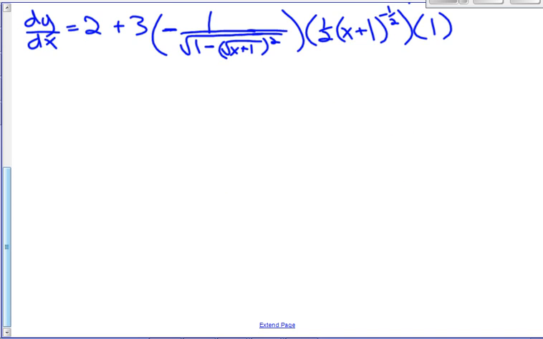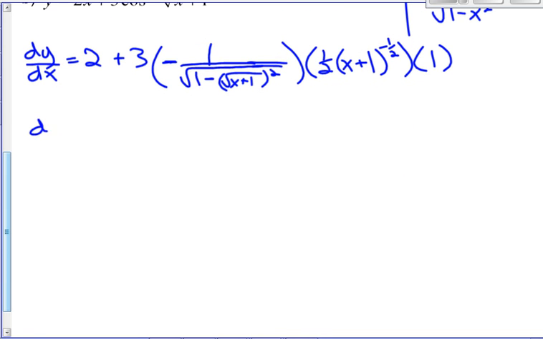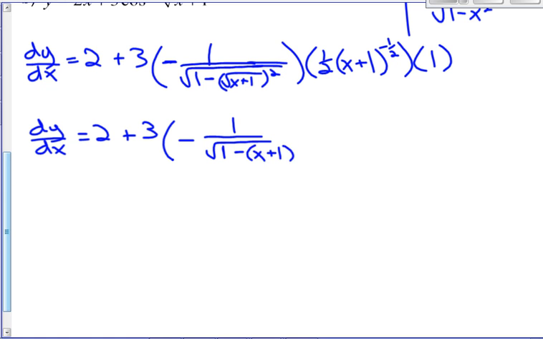Okay, let's keep working here. So we'll simplify this a little bit. We've got 2 plus 3 times negative 1 over the square root of 1 minus, now let's check this out, square root then squared, so that's 1 minus x plus 1. They undo each other. By a half, well really this is 1 over 2 root x plus 1, and that 1 we don't need.